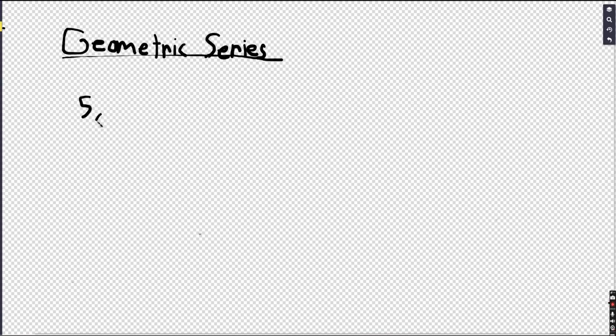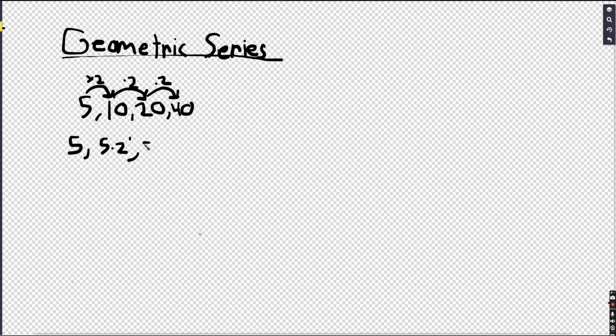So we have 5, 10, 20, 40. So most of us can easily see that it's just going in jumps, right? So it follows a common ratio, and it's basically just multiplying by 2 each time, right? But what this really means is you take your base 5, and then the next term is going to be 5 times 2 to the first. Then the next term is 5 times 2 to the second.